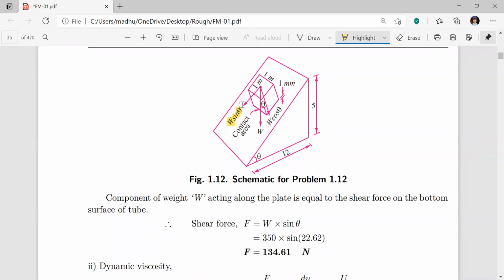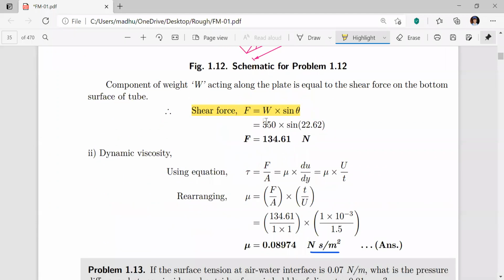Why does it act in this direction? Because the cube is sliding on the slope. Therefore in the direction of the movement of the cube I have to take the force. When you take the force in the direction of movement of the cube, then W will be the weight acting in a vertically downward direction, and W sin theta will be the weight acting in the direction of the motion, or along the slope. Therefore shear force F is equal to W sin theta. I have to consider. Now you see that W is given, that is 350.